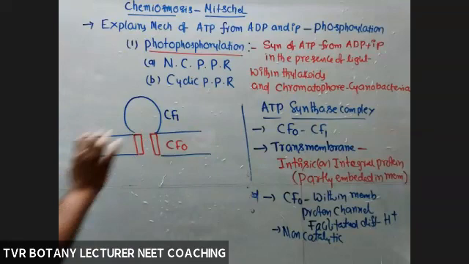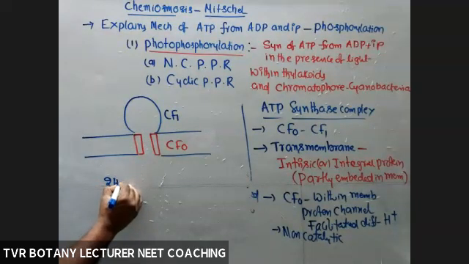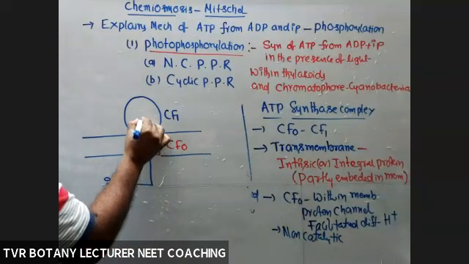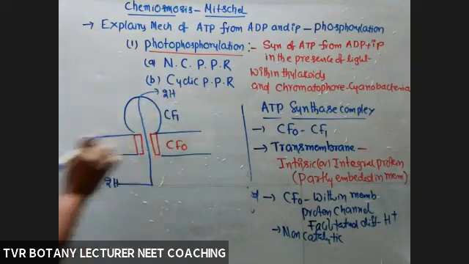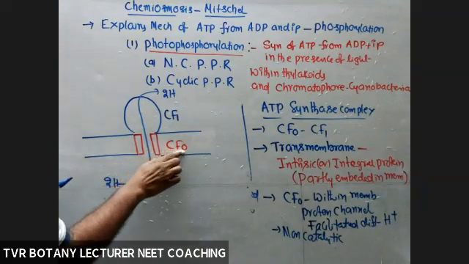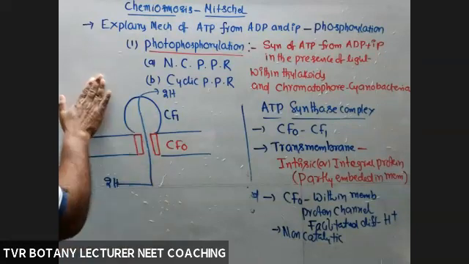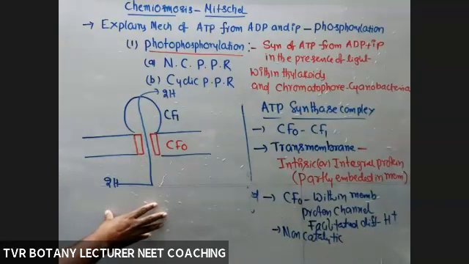So now, what about the role of this one? For example, 2H plus passing through this one. So what is the role of CF0? Transportation of protons. I will explain mechanism again after completion of this one. So transportation of protons from lumen to stroma. So this one is concerned with a facilitated diffusion. More number of protons to less number of protons.